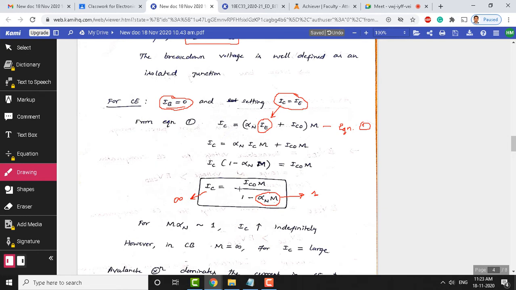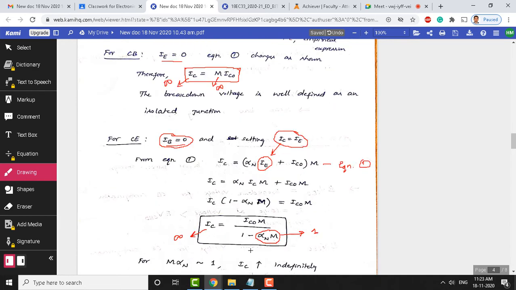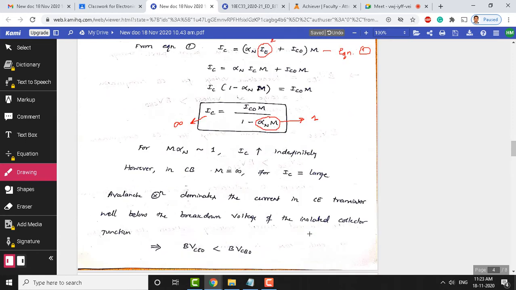And in order to achieve the same thing, infinite collector current in common base configuration here, we need to have infinite avalanche multiplication. So when we make M as infinity, then only you can achieve IC as infinity here, whereas it is easier to achieve a large value of collector current. It easily achieves a large value of collector current with alpha and M tending to unity here. So, this is what is told here.